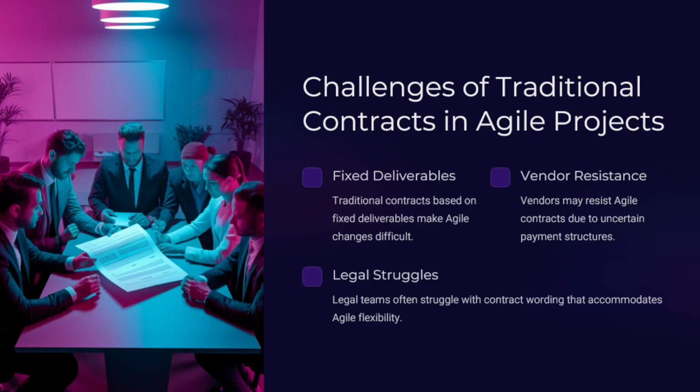So again, the traditional contracts are based on fixed deliverables, making agile changes difficult. And the vendors may resist using agile contracts due to the uncertain payment structure and the fear of scope creep, where the legal teams must work on these contracts in an iterative environment to accommodate agile flexibility.